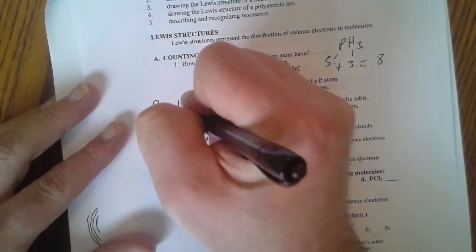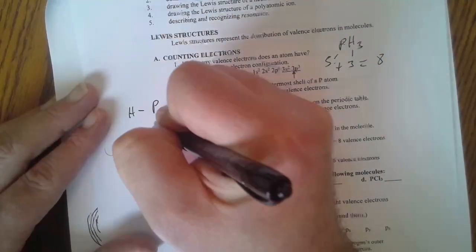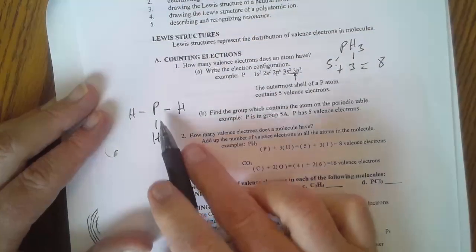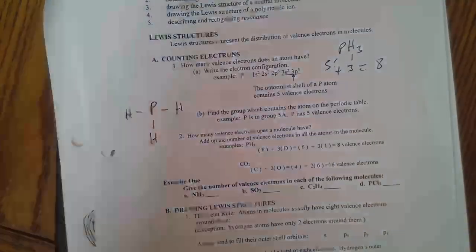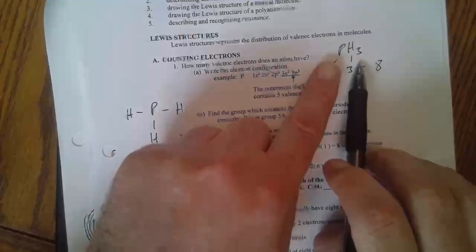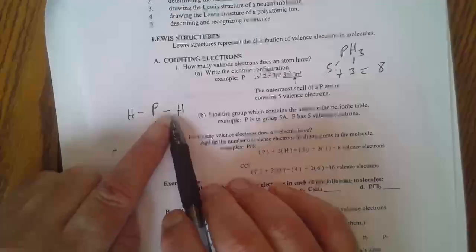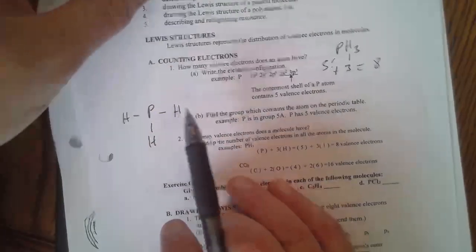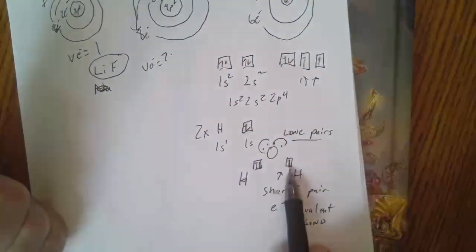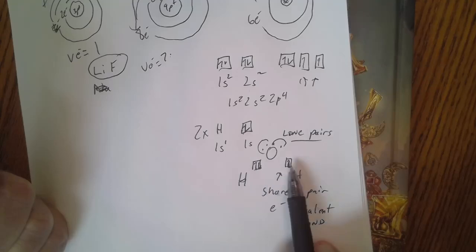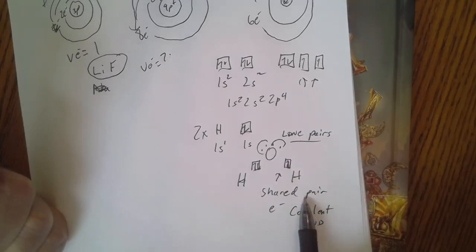We will bond that P with H's. They will share electrons because, again, this is PH3. Both of these are nonmetals, so this is how they would bond. These electrons right here are shared. If we look at this diagram, how many electrons are shared in a bond? It's a pair, which means that there are 2.